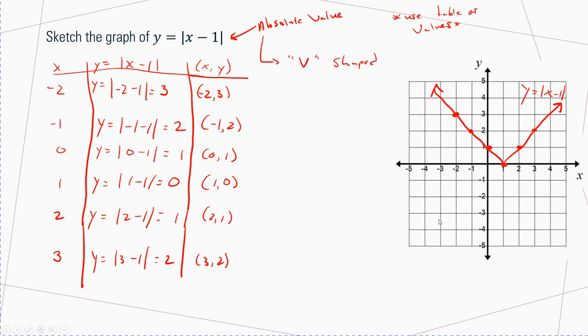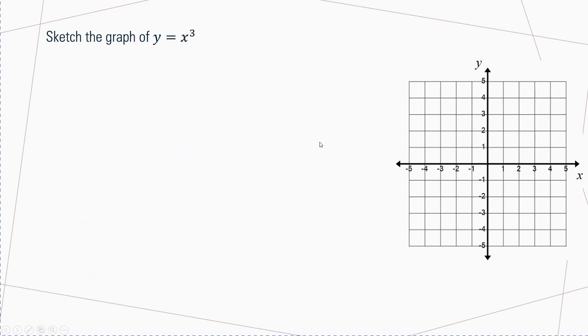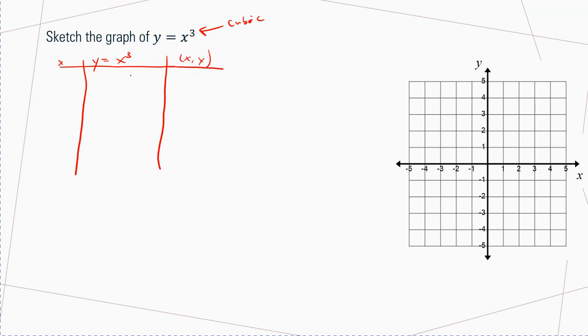Let's now look at this one. This one will be a little bit harder. Okay. Y is equal to x cubed. So now we're looking at the cubic. Okay, so let's pick the same values again. -2, -1, 0, 1, and 2.